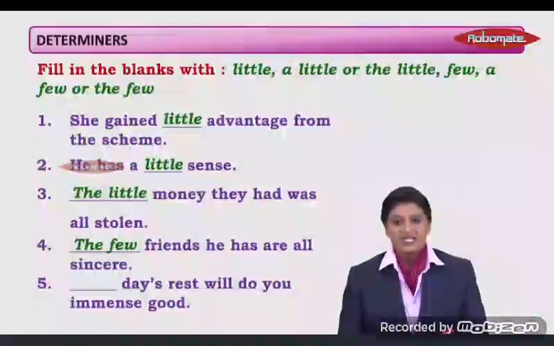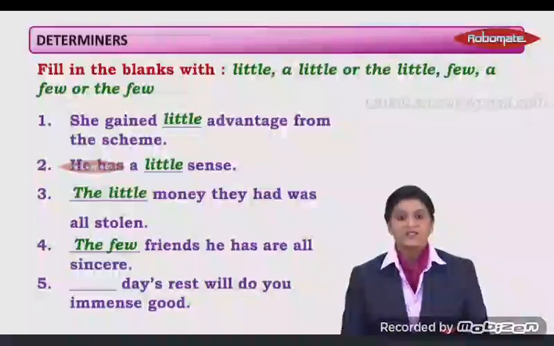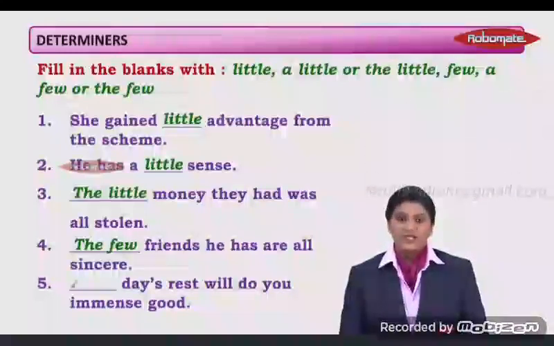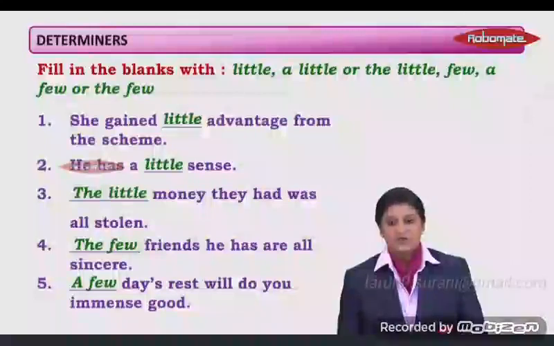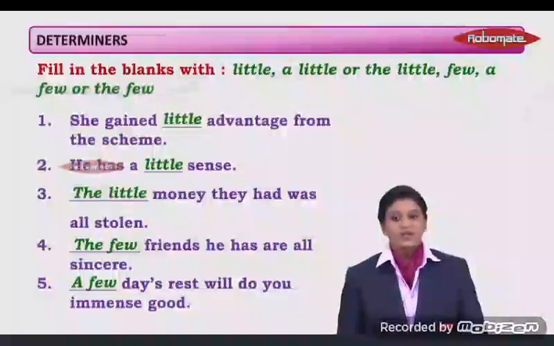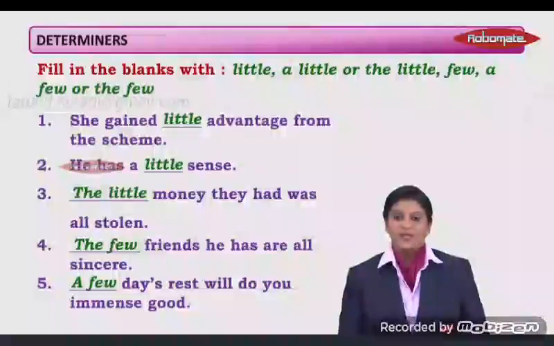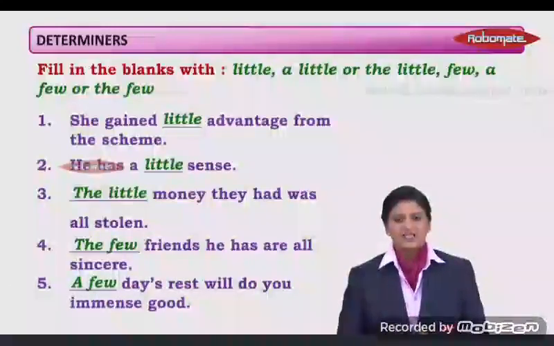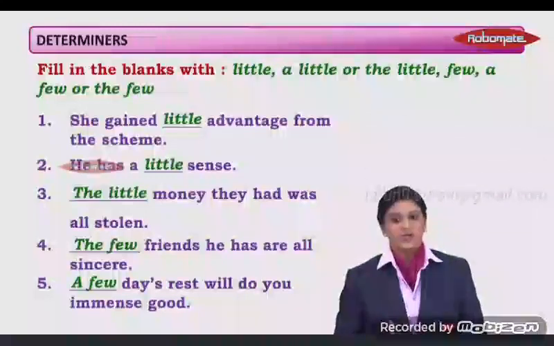The fifth sentence, dash days rest will do you immense good. What will you fill in here? A few days rest will do you immense good. Now why do we use a few over here? Because days over here is the noun that we are considering and a determiner before that, a few, indicates that a little, some quantity of rest is going to help.